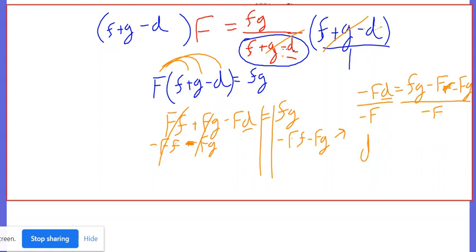So I get d is equal to fg minus big F small f minus big F g all over negative big F. In this case, what can big F not equal? What would make my denominator 0? 0. All right.